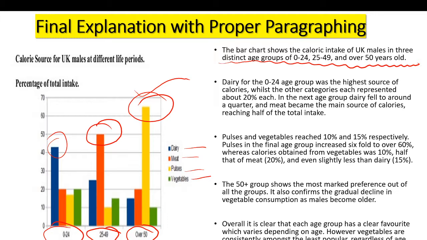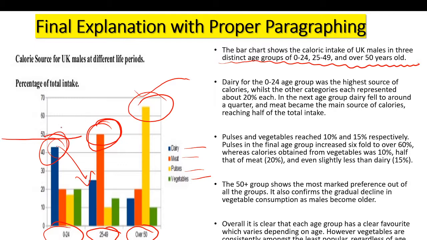represented about 20% each. In the next age group, dairy fell to around a quarter, meaning here you can see there was around 45, so it has decreased by 25%, almost a quarter actually. In the next age group, dairy fell to around a quarter and meat became the main source of calories. This is the meat, and it became the main source of calories.